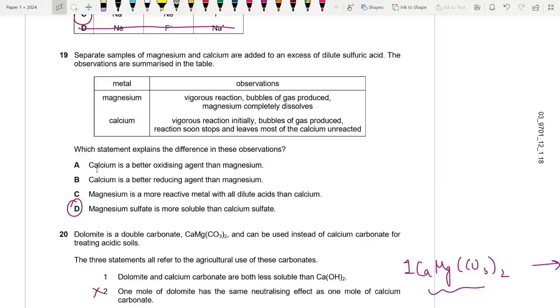So the general idea is, here we are dealing with group 2 metals and the reaction with sulfuric acid to form group 2 sulfates. So remember this forever. Actually not forever, just these two years of AS and A2. Group 2 sulfates, right?